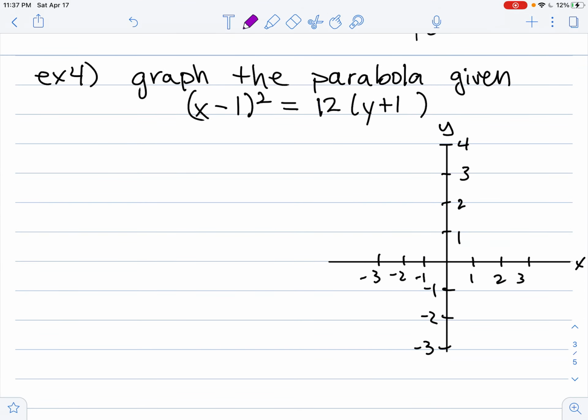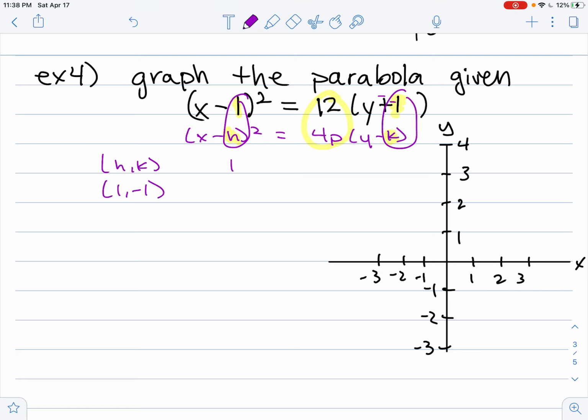Lastly, what if I said graph the parabola given? So we're going to break this down into pieces. Remember, this is going to look like x minus h squared equals 4p times y minus k. So here's our h. Here is our 4p. And our k is going to be broken up after we go minus the -1. So we go h, k is 1, -1. And 12 equals 4p. Divide both sides by 4, and I get p equals 3.